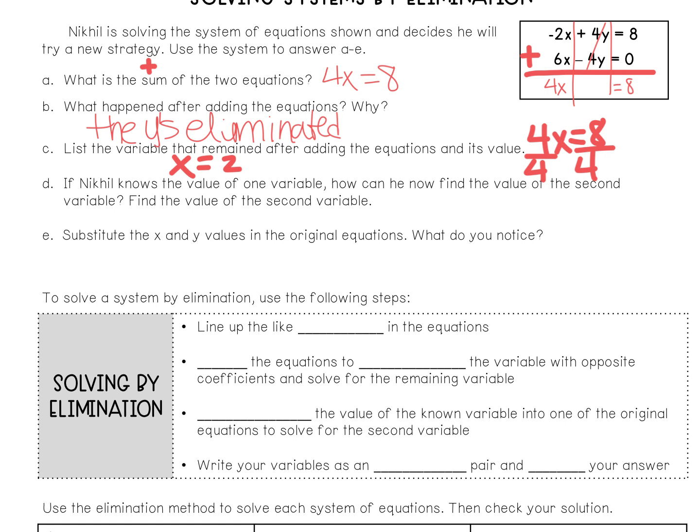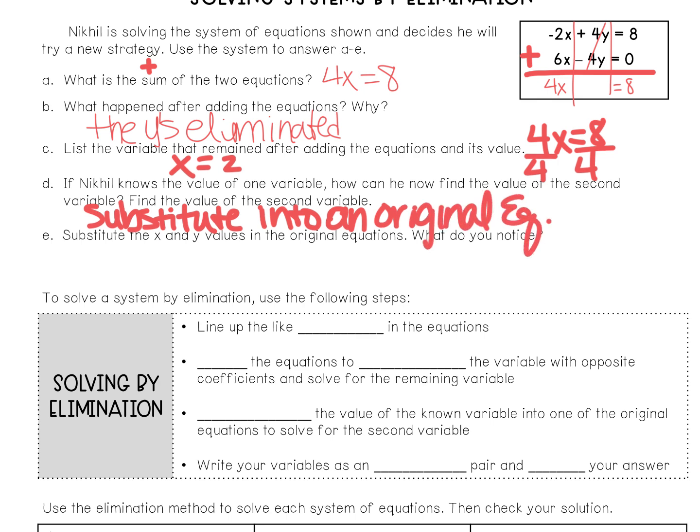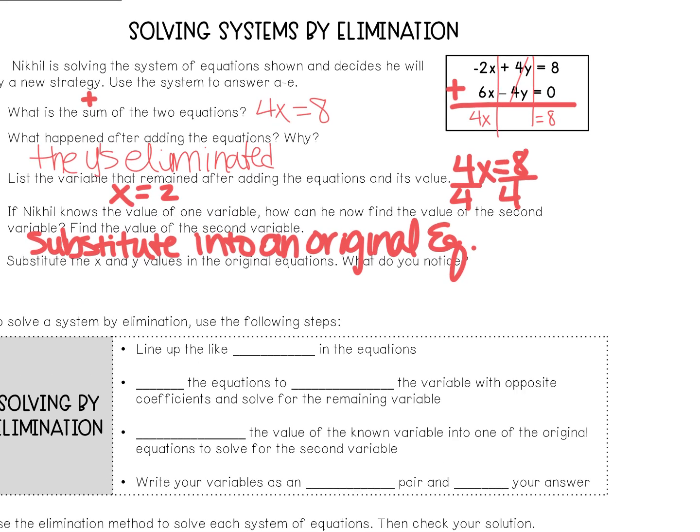If Nikki knows the value of one variable, how can we find the value of the second one? So this goes back to what we did in substitution, those last two steps. Now we know one of them, so we're going to substitute into one of our original equations. Now they want us to actually do that and find that value. So it doesn't matter which one you use. I'll just use this first one.